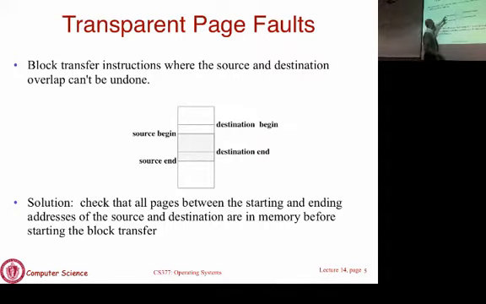The source has overwritten the destination pages. So you cannot just say, I'm going to bring that back, because you overwrote it and you didn't save it anywhere. This is an example of an instruction where you are not going to be able to unwind whatever you did.